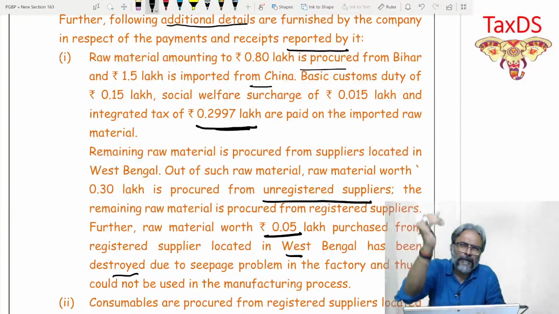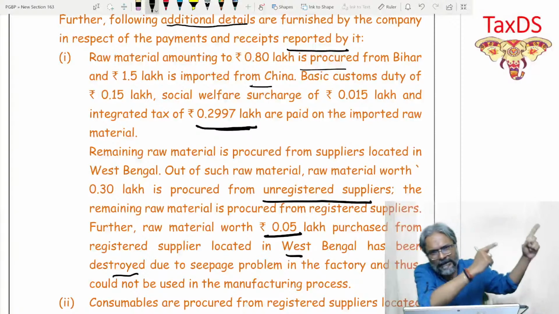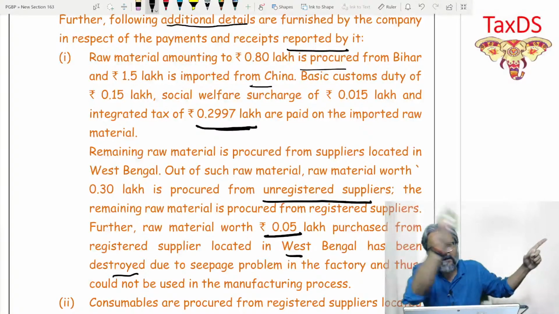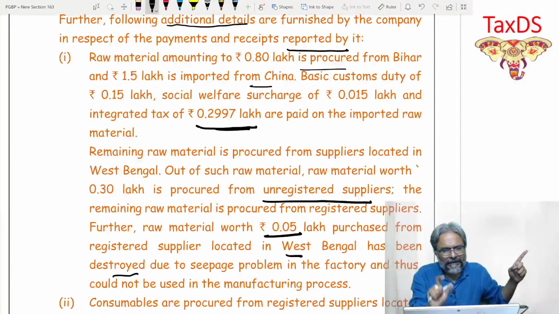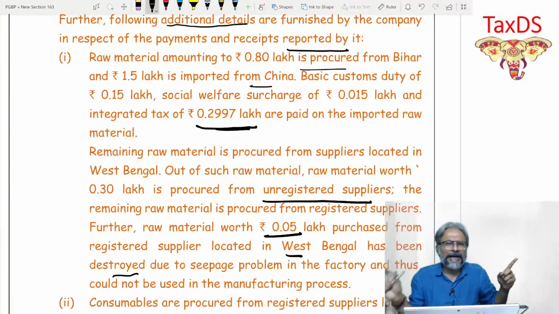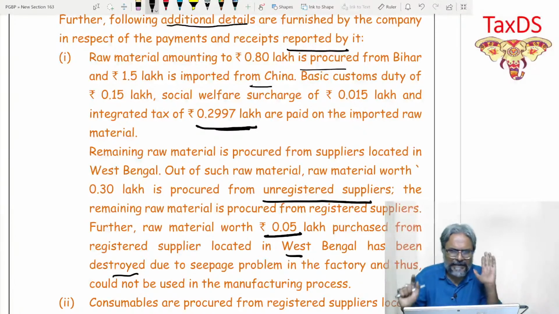So we have to make a small statement about the total raw material given in the P&L account, and then start bifurcating that okay, this much amount is from Bihar, this is from China, this is from unregistered supplier, and then 0.5 has been destroyed, and then the balance would be CGST and SGST.